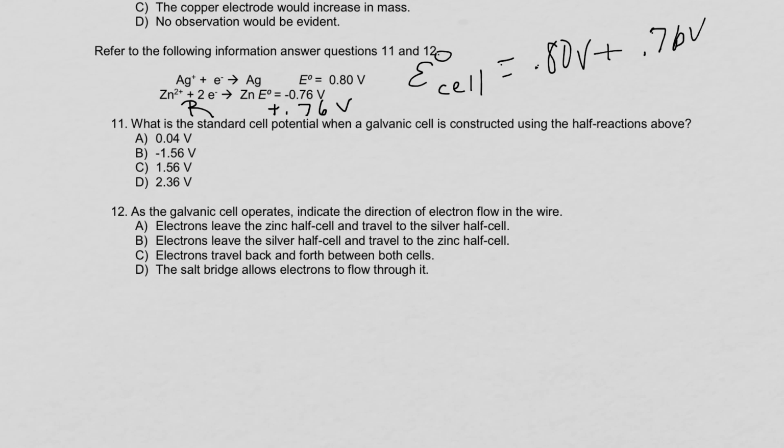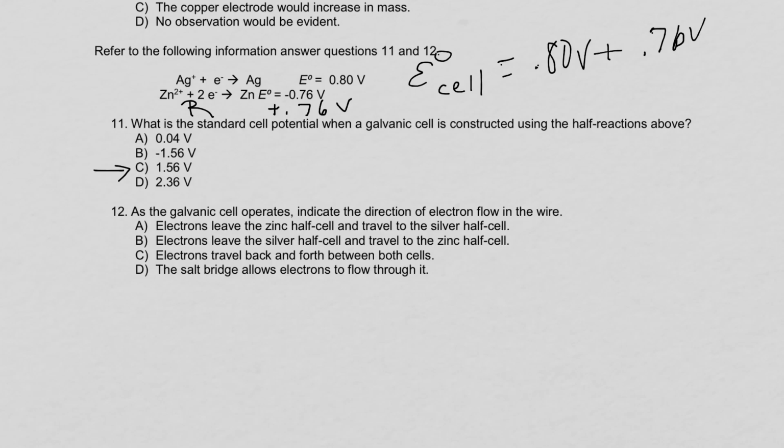0.76 volts, and so as we add those together, we can see we do get a positive overall cell potential, which has to happen for a galvanic cell, and literally just having to add those two values together, 1.56 volts. Number 12, we have this same cell. It is a galvanic cell.